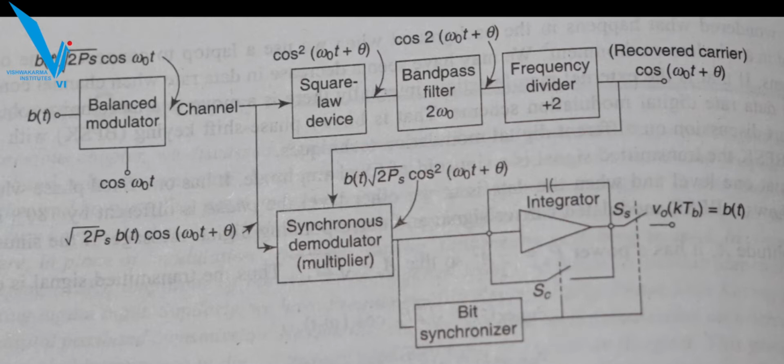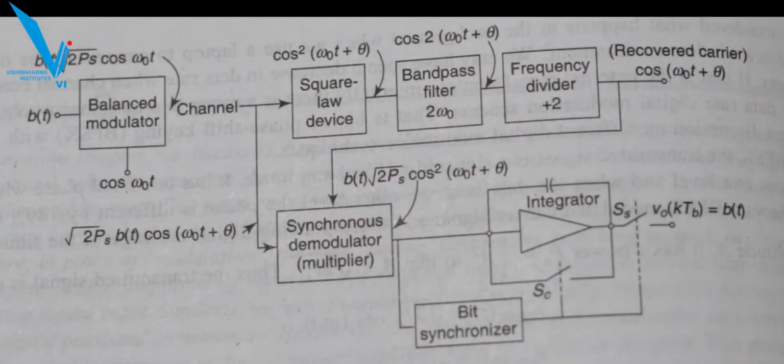The output of the band pass filter is given by cos (2 omega 0 t plus 2 phi). This signal now goes to the frequency divider where we want to retrieve the carrier actually. So the function of a receiver is to retrieve the carrier and also to retrieve the baseband signal, which is the information signal which we had given as an input at the transmission side. So the frequency divider is going to bring down the signal, or it is going to recover the carrier as cos of (omega 0 t plus phi).